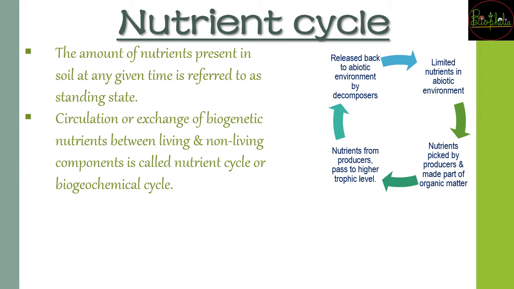So continuing with the last topic of this chapter, that is about nutrient cycles. Before the nutrient cycle, you should know where these nutrients are. Whatever is the amount of nutrients present in the soil at a given time is called the standing state. We also saw one more term, the standing crop. We have already seen the difference between standing state and standing crop in the previous part, and the link will be provided down in the description box with the other parts of this chapter as well. So you can surely go and check that out.